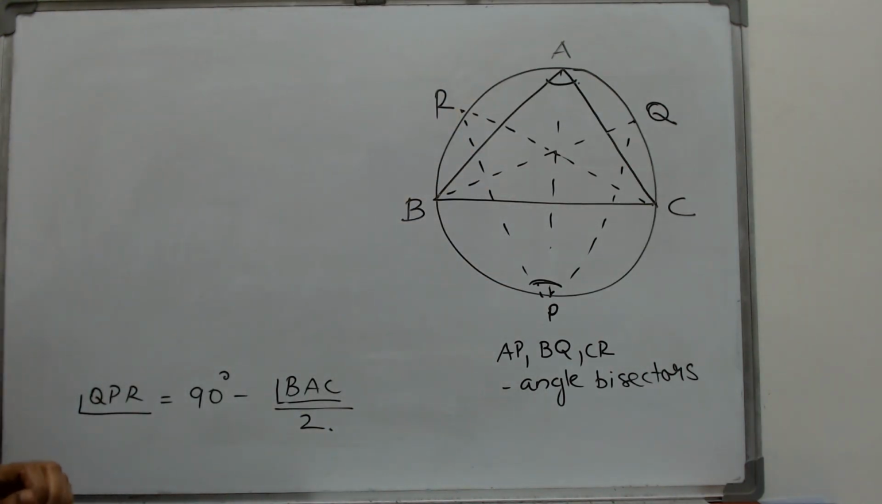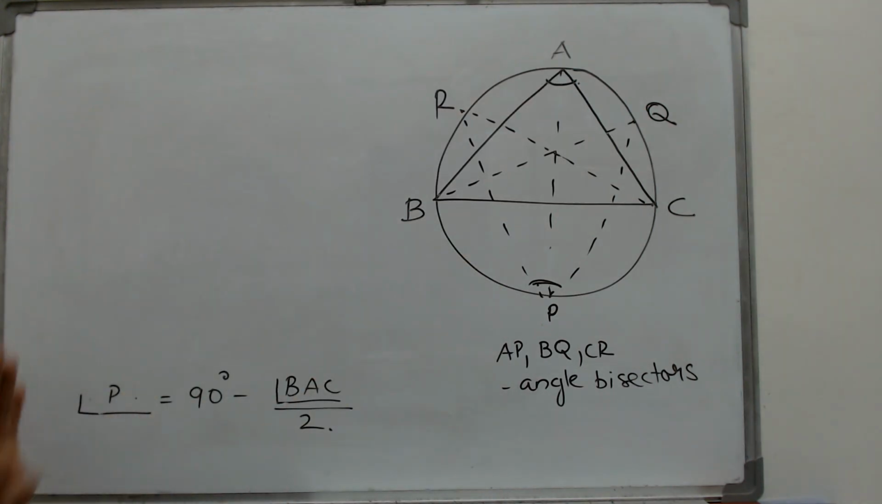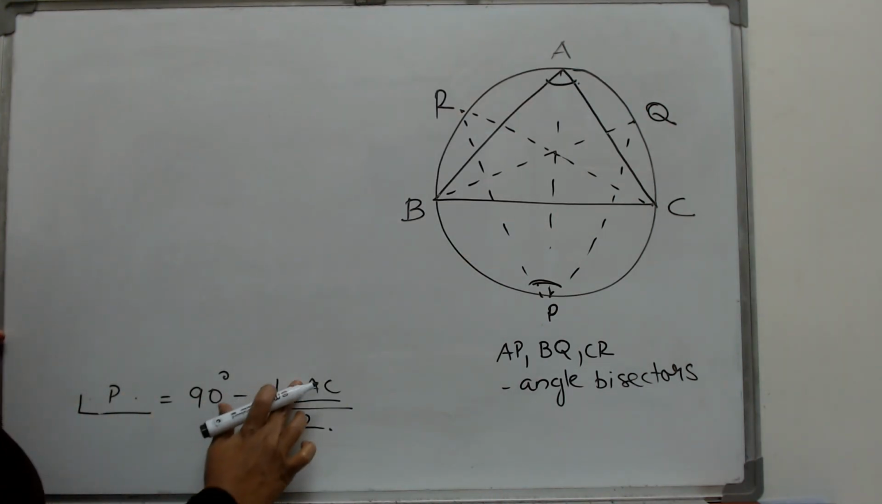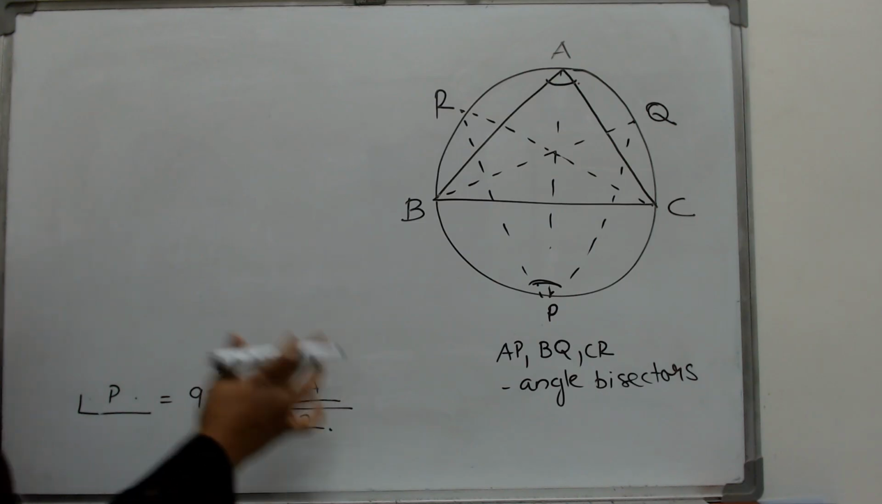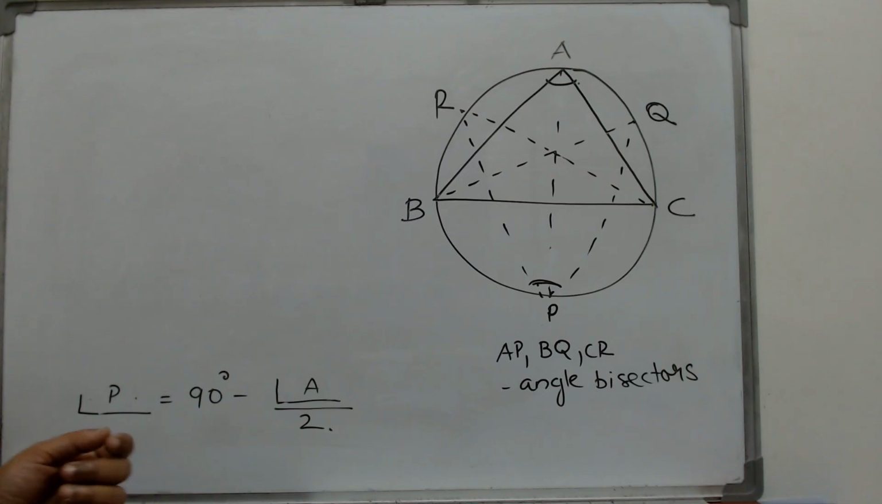So what I will do is, instead of writing it as QPR, why don't I just write it as P? It concerns the whole angle, right? So I will write it as P. Here again, instead of writing it as BAC, why don't I write it as just A? It is the same angle, right? So let us keep it simple.